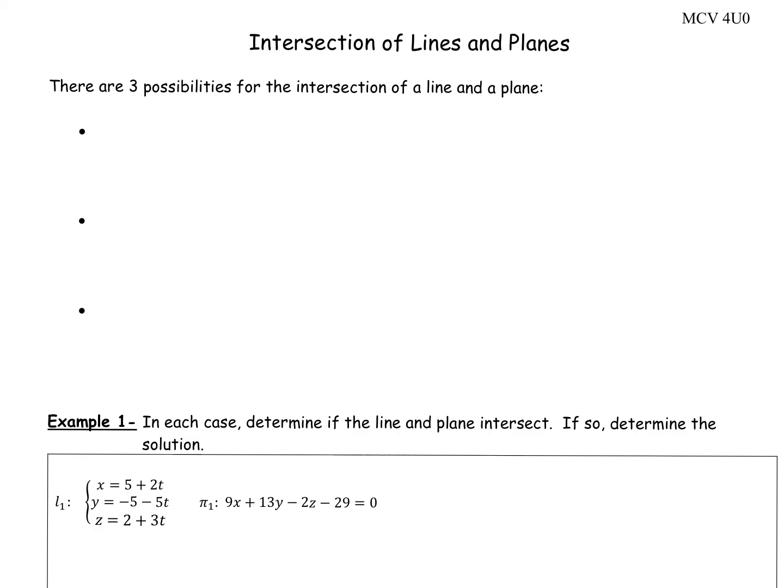In this video, we're going to take a look at the intersection of lines with planes. In this scenario, there are three possibilities of how a line and a plane can intersect. The first scenario is the line intersects the plane at one point.